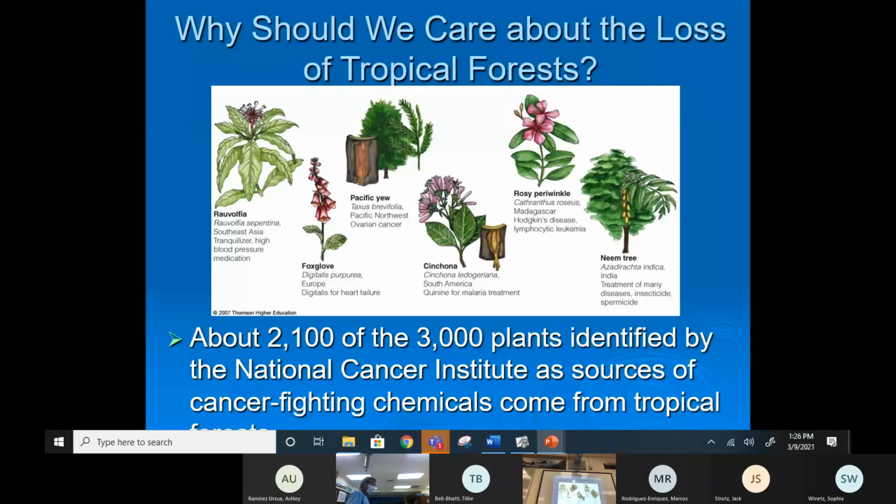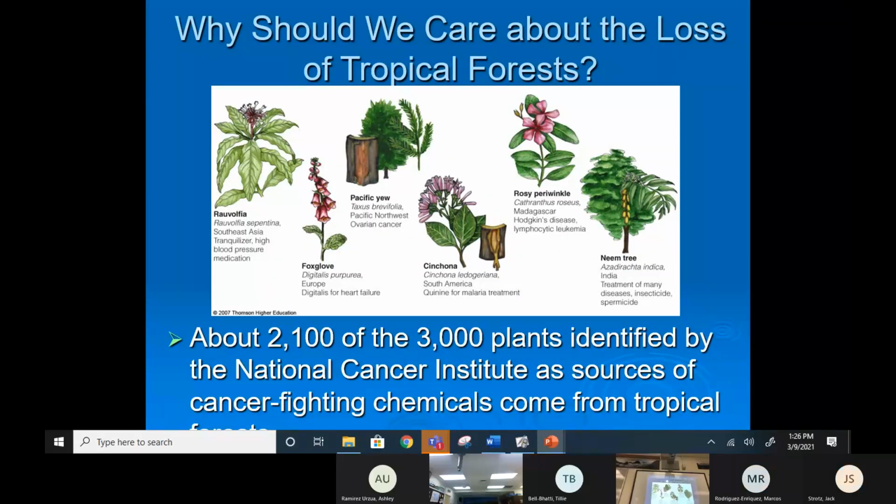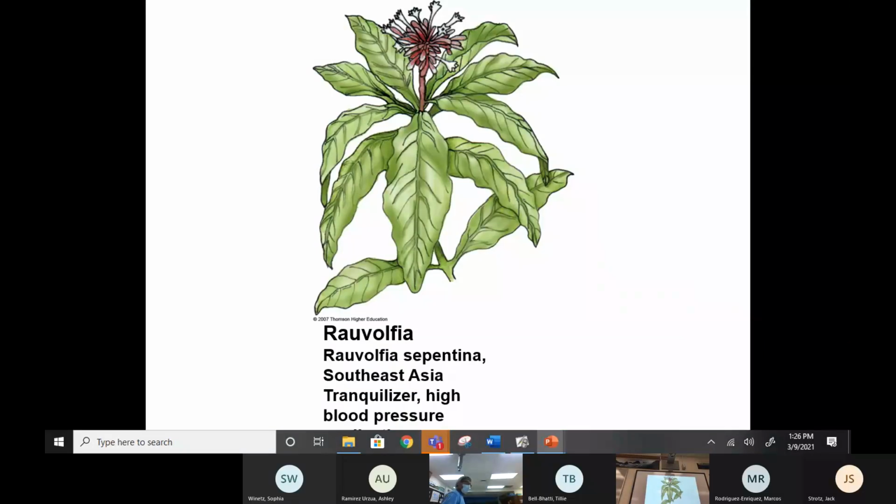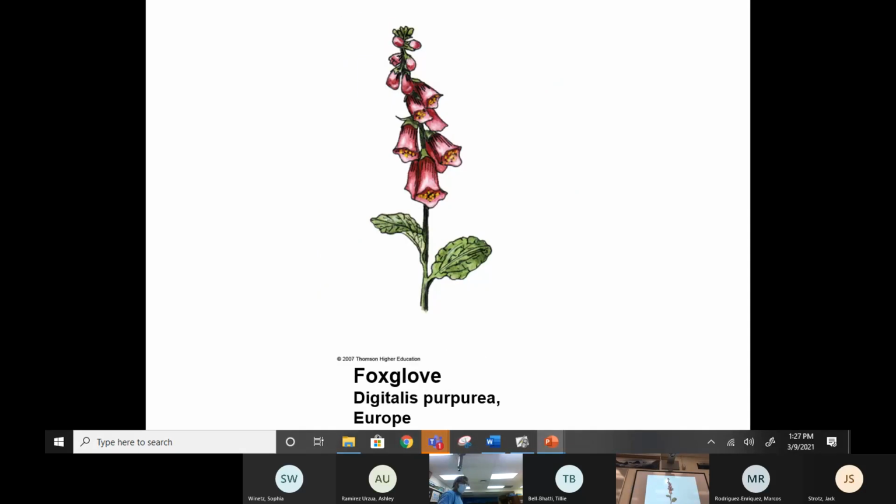So why should we care about tropical forests? Well, the National Cancer Institute says that out of the thousands of plants that have potential cancer fighting chemicals, two-thirds of them come from the tropical forest. And here's some examples of those plants. This one, I don't know very much about this one, but apparently it provides a tranquilizer and a high blood pressure medication. This one, digitalis, is for cardiac disease. It's also a very pretty flower, actually.